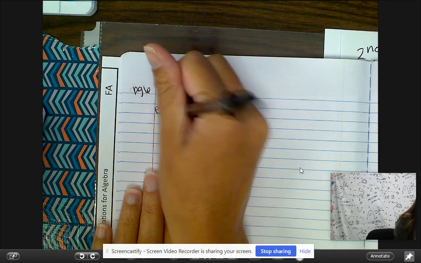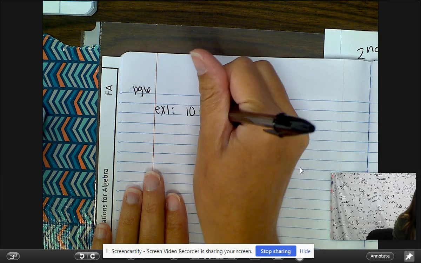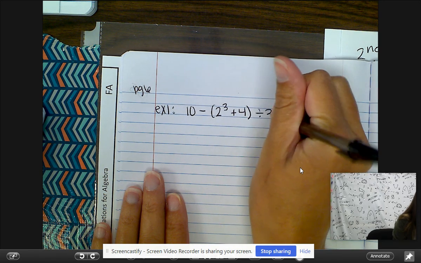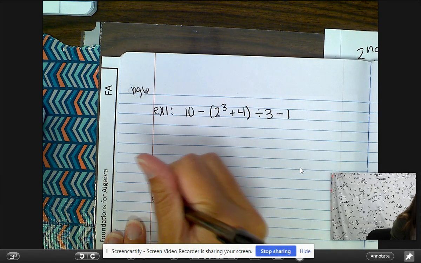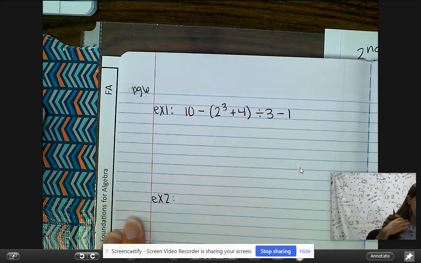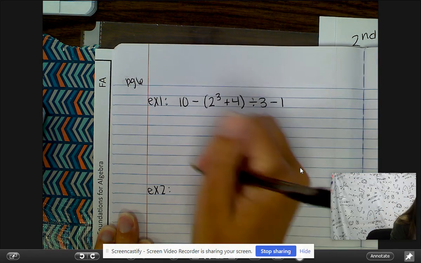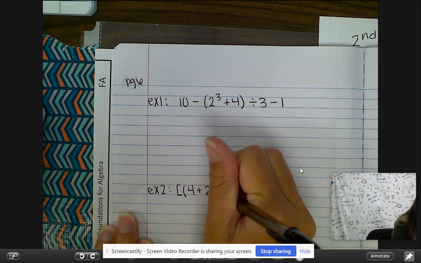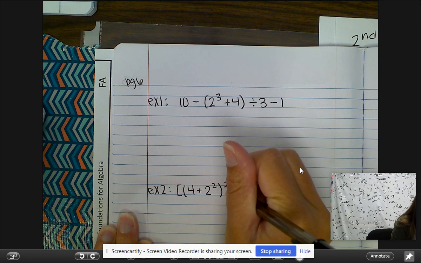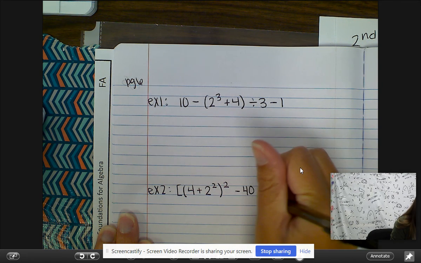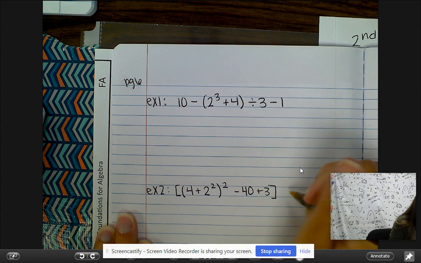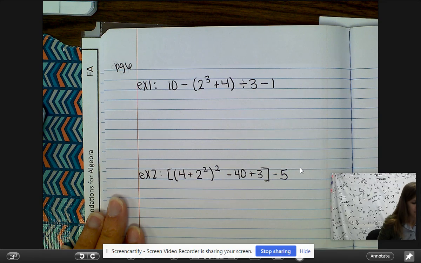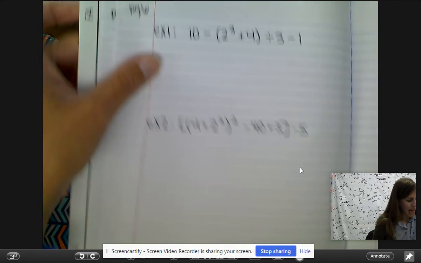All right, so we're going to try example 1. We'll do 10 minus 2 to the third plus 4 divided by 3 minus 1. Leave yourself some space. We got example 2, or pause it and try it now if you want. We're going to do brackets, parentheses, 4 plus 2 to the second minus 40 plus 3, and your brackety minus 5. That's an intense one.